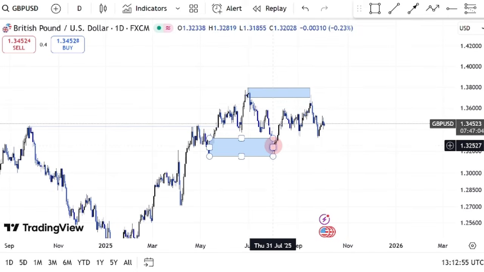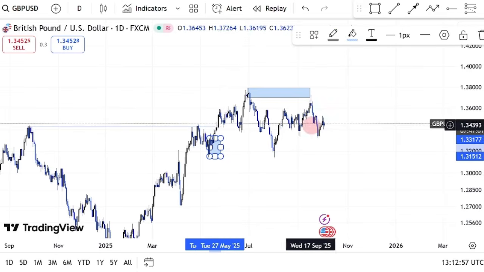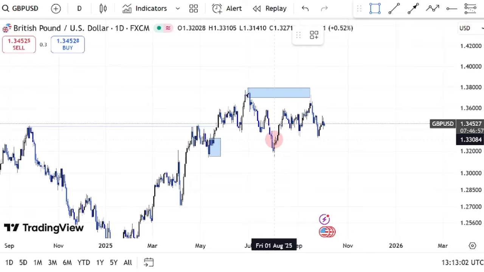So what are we looking out for? Let's take this out. So where is the last demand zone on the daily? So on the daily, this is our last demand zone.